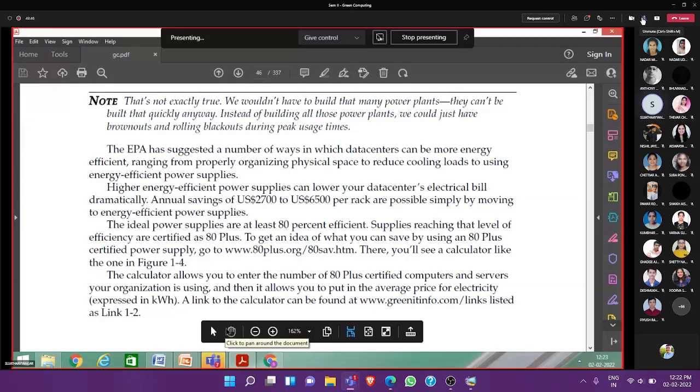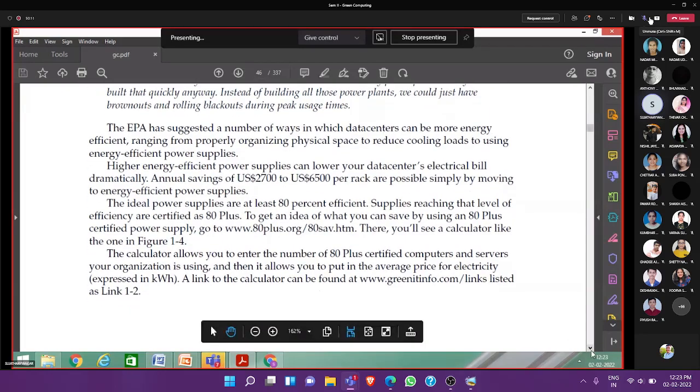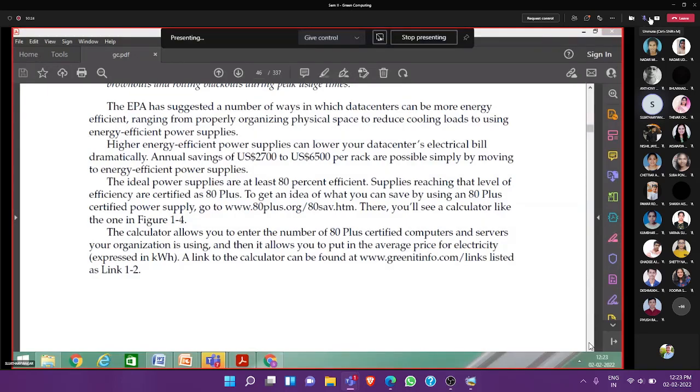To get an idea of what you can save by using an 80 plus certified power supply, you just have to go here, you have to understand. Okay. So the calculator allows you to enter the number of 80 plus certified computers. All of you note down this. Okay, 80plus.org. So go to that, whatever name they have given, you just have to go and select everything, understand. So 80 plus certified computers and servers your organization is using, and then it allows you to put in the average price for electricity. Okay, so that will give you the idea about the electricity.